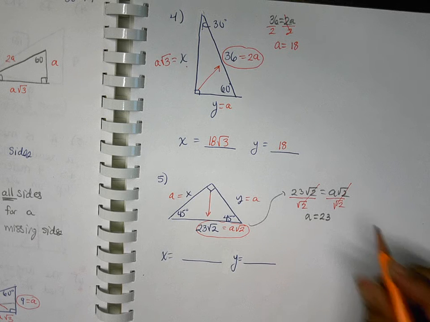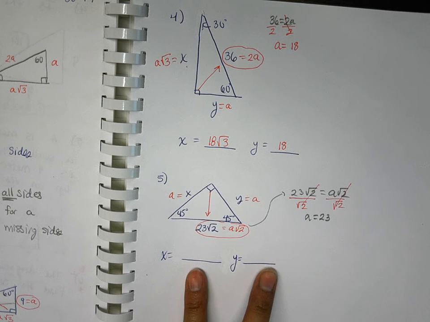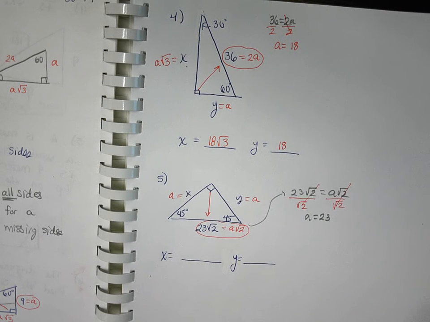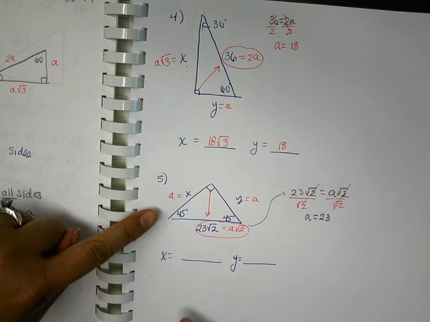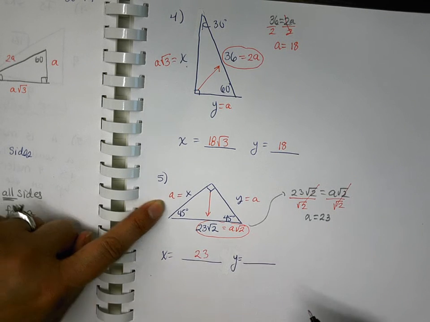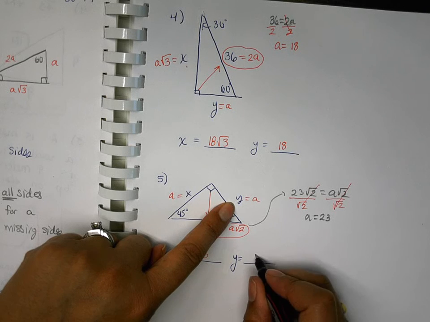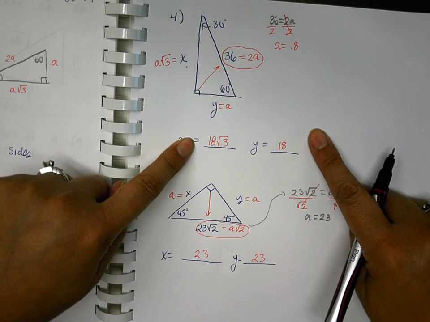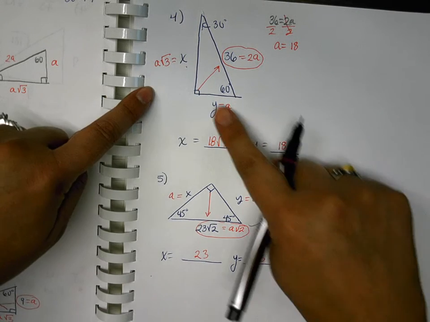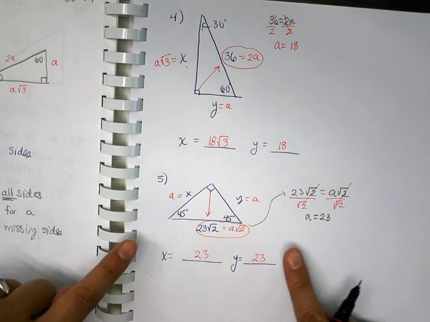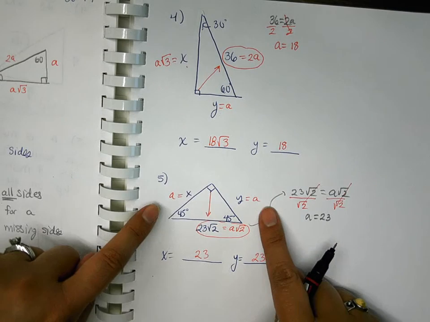23. So are we ready now to find x and y? 23 for which one? Both. Let's see, x is A, so that's 23, and y is also A, so that is 23. These up here are not both 18 because the A was not on both the x and the y. But for the 45, 45, 90, it's A and A. Do you see that? Yes.